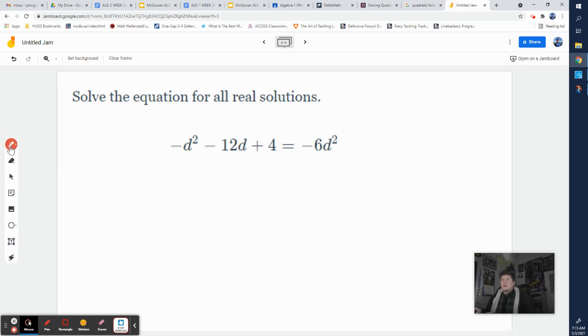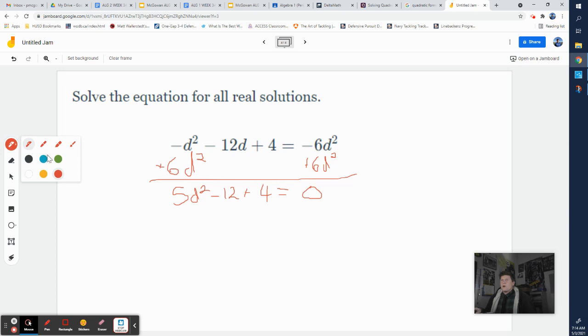First off, we got to get that 0 on one side. So let's do the opposite here. Let's add the 6d squared, and let's add it to the like term. So not to the constant, not to the d by itself, but to the other d squared. So I get negative 1d squared plus 6d squared, which becomes 5d squared minus 12d plus 4 is equal to 0.